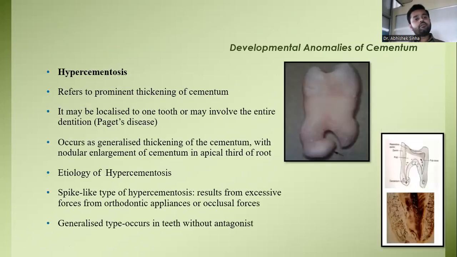Hypercementosis. If you remember, talking about the thickness of the cementum increases with age, or thickness is more towards the apical region, I'll discuss one anomaly. So that is hypercementosis. This refers to prominent thickening of cementum. You know, thickness of cementum does not taper down, but it is thinnest at the cemento-enamel junction and thicker towards the apical region. So too much of thickening will lead to hypercementosis. It can be localized to one tooth or may involve the entire dentition, as in the case of Paget's disease. It occurs as generalized thickening of the cementum with nodular enlargement of cementum in apical third of the root.